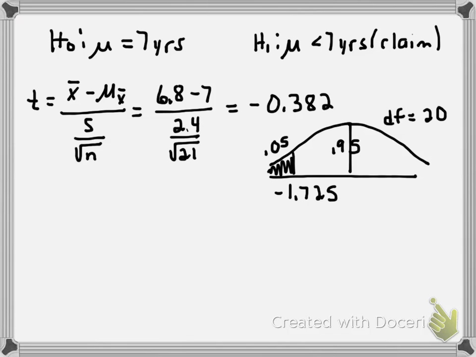So the test statistic of negative 0.382 is to the right of that critical value. Since the test statistic is not in the critical region, then we fail to reject H0.